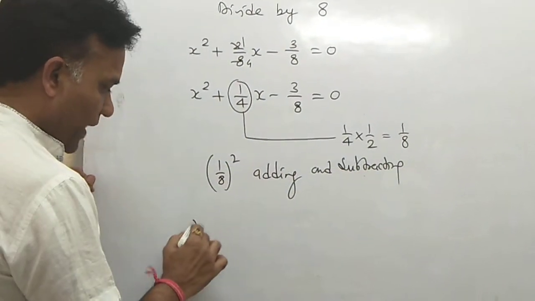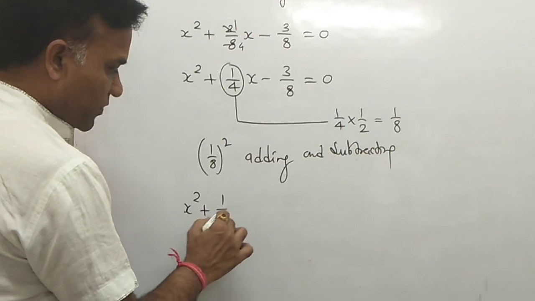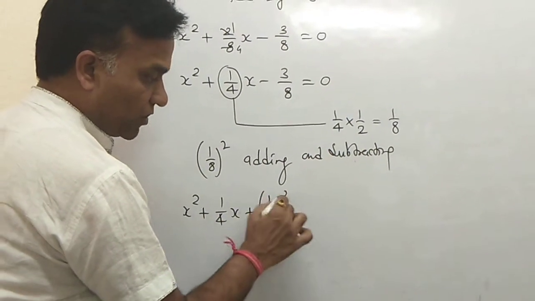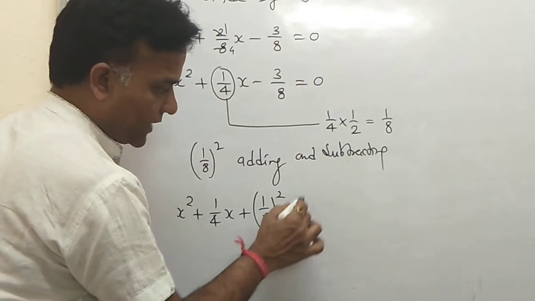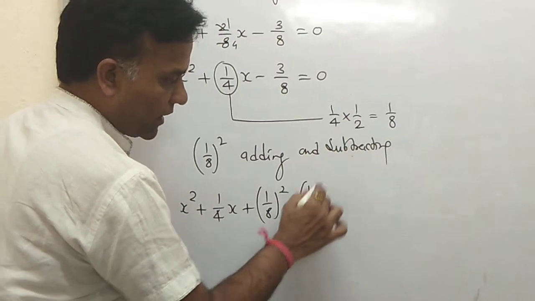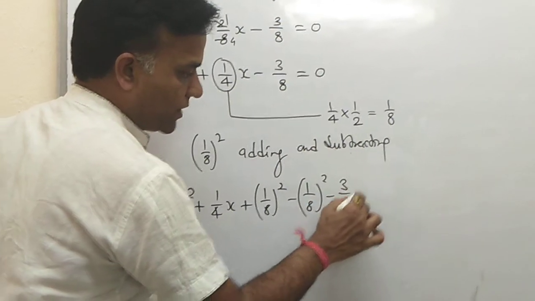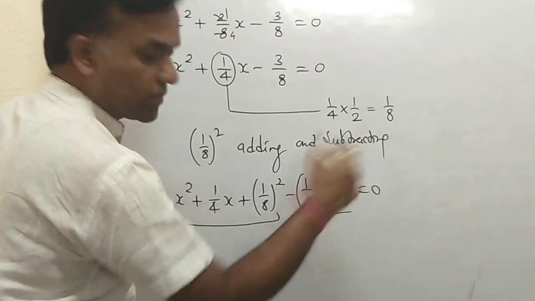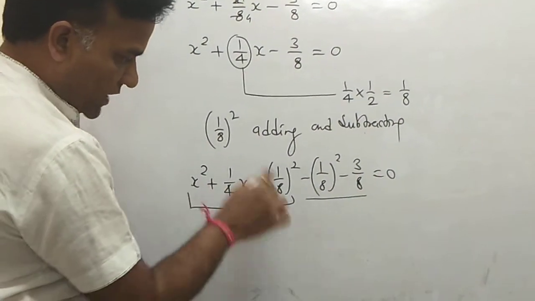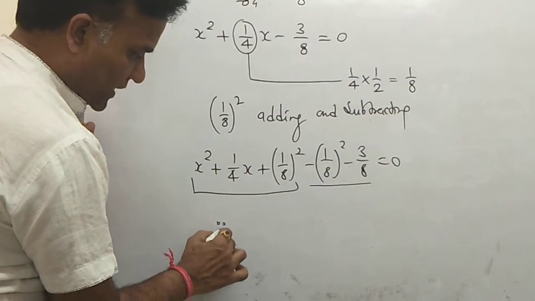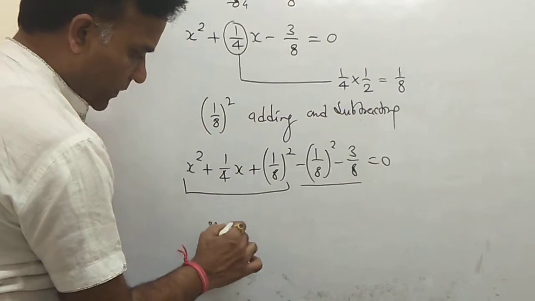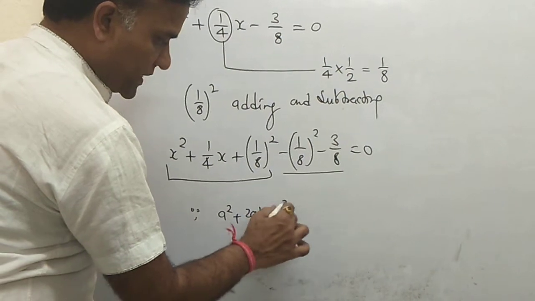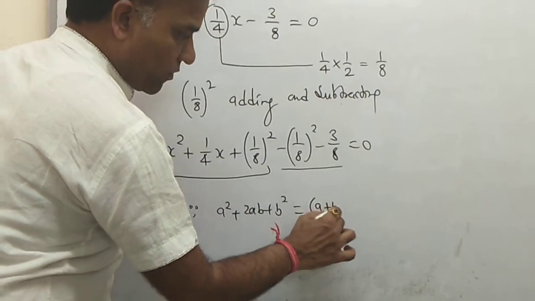So now we have x square plus 1 by 4x plus 1 by 8 whole square minus 1 by 8 whole square, because you write the positive value first and then the negative value, and then minus 3 by 8 equal to 0. The first three terms are written together and the rest of the terms go to the right hand side, because these terms make the whole square concept. You have a square plus 2ab plus b square, which is a plus b whole square.